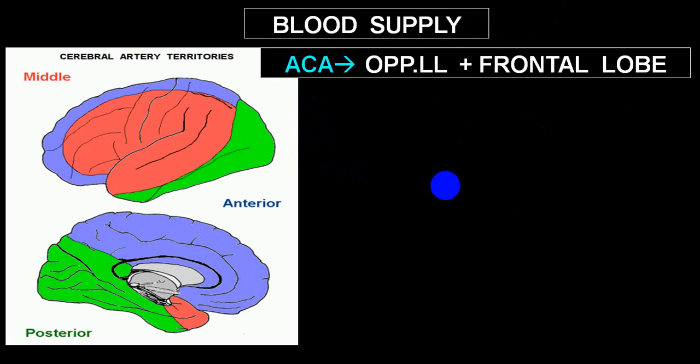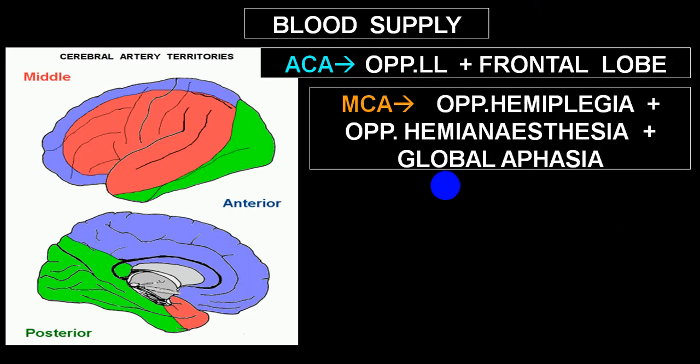So ACA territory, opposite side lower limb involved more, with portion of frontal lobe, and in that we can have involvement of frontal eye field, and we can have a horizontal gaze palsy. MCA territory, opposite side hemiplegia with opposite side hemianesthesia and global aphasia.